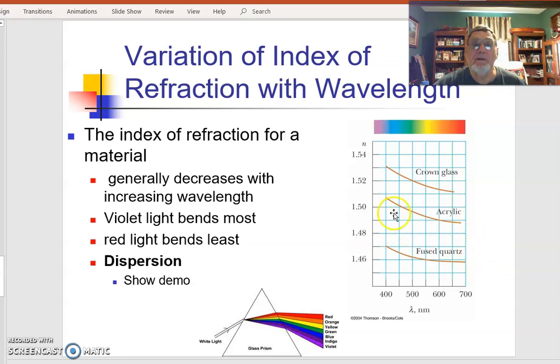Now, it turns out that the index of refraction for many materials is a function of color, and I think we'll pause here and put that on the next video. We'll pick the next video up here.